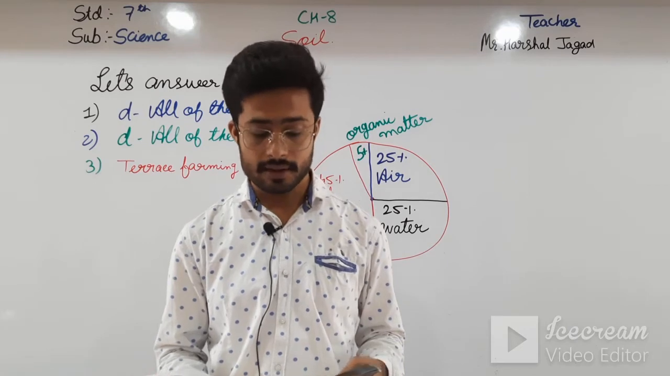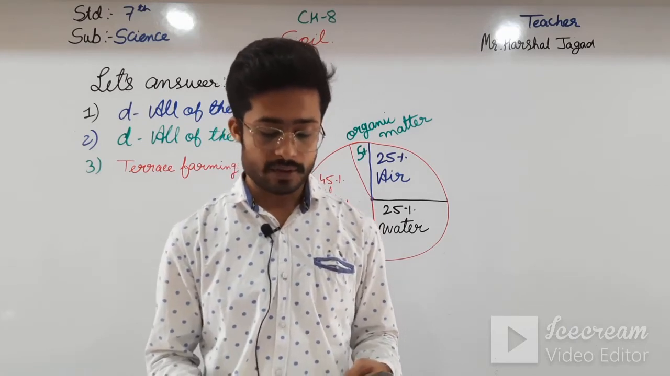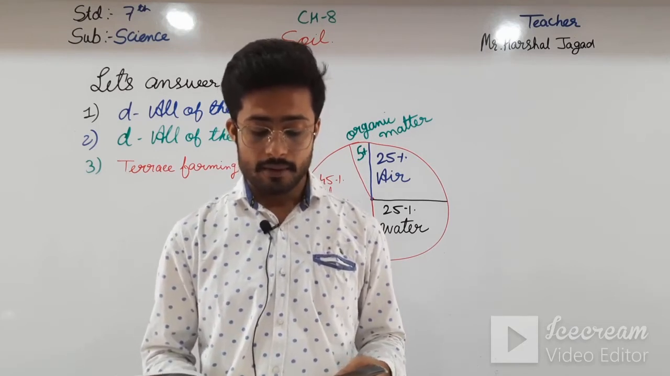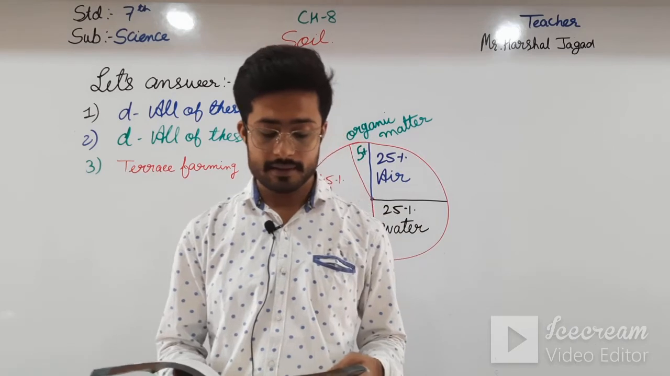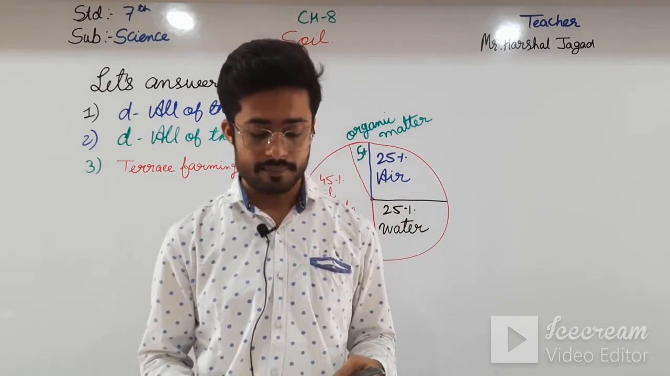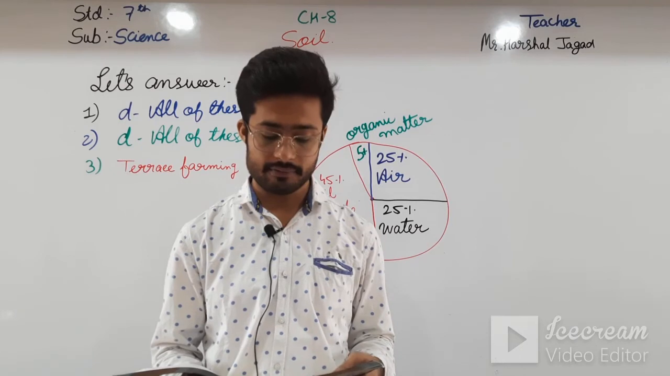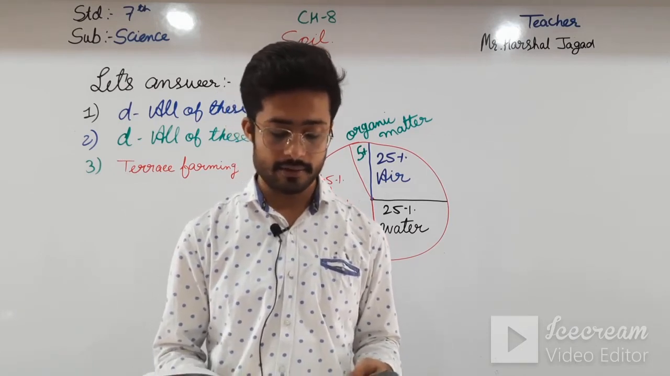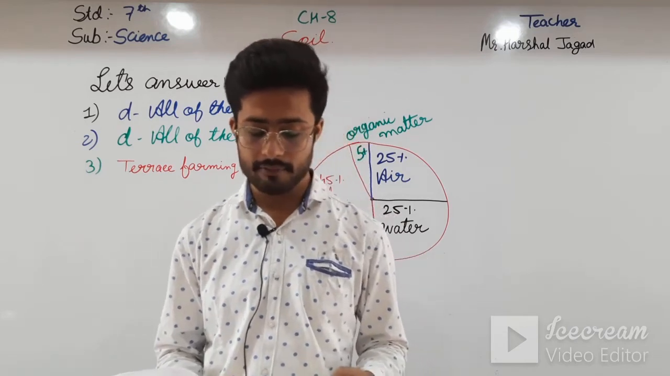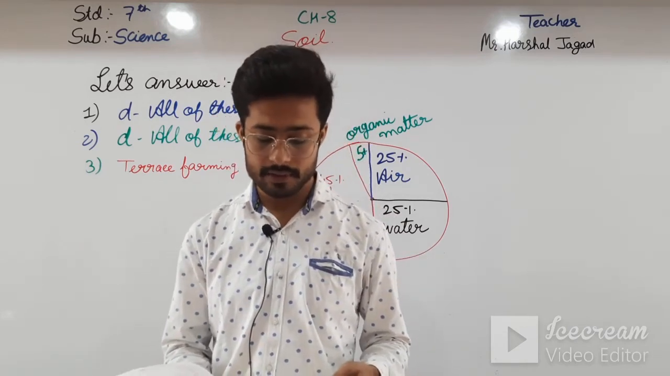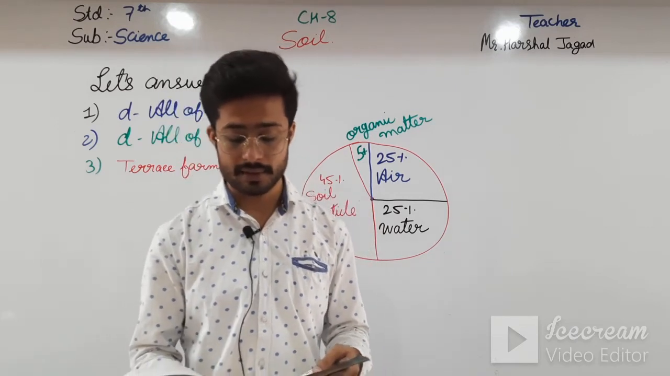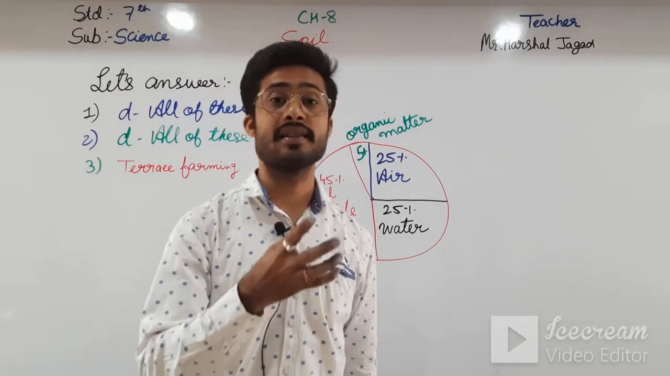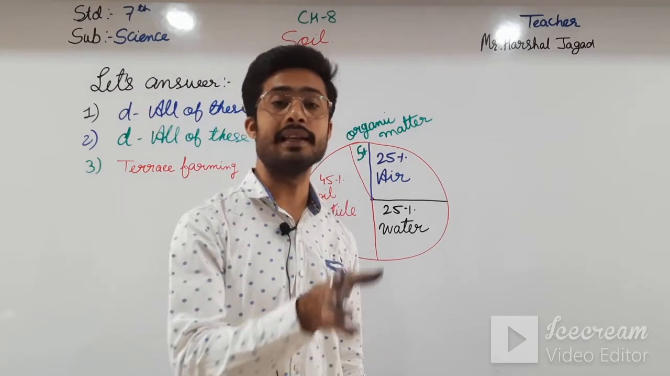Pour 50 ml of water over both soil samples. Observe the water dripping from below the funnel into the conical flask. Once the water stops dripping from both samples, measure the amount of water collected in the flask. Calculate the amount of water absorbed by using the formula A is equal to initial minus final water collected, 50 minus water collected. Observation: the amount of water collected in the conical flask placed below sand is more than that of the clay. Why? Because clay absorbs more water than the sand.